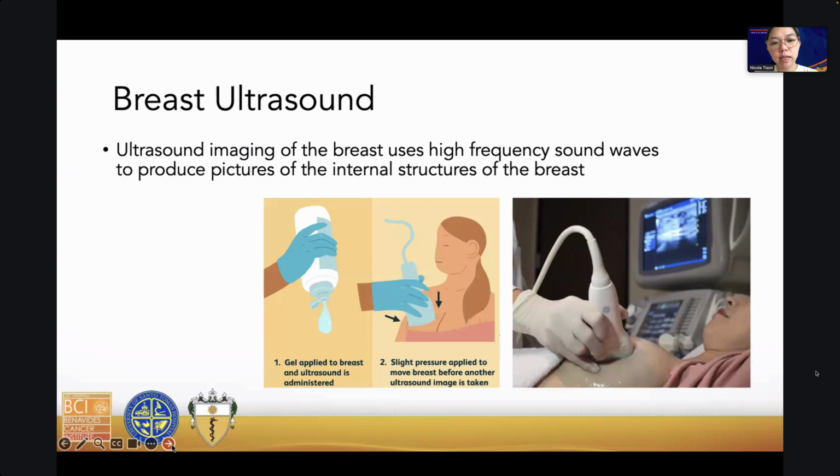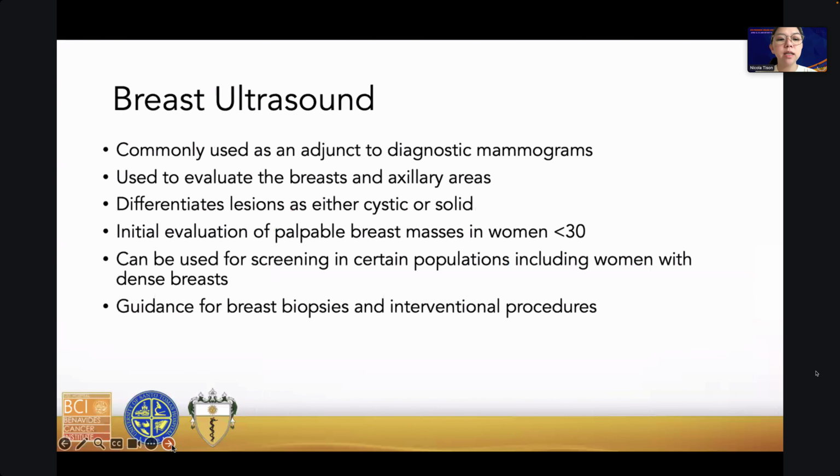Next would be the breast ultrasound, which uses high-frequency sound waves to produce pictures of the internal structures of the breast, commonly used as an adjunct to diagnostic mammo. It can evaluate both the breast and axillary areas, and the axillary areas with more sensitivity than mammography. It can differentiate lesions as either cystic or solid, and is the initial imaging modality for patients less than 30 who present with any breast complaint, particularly breast masses. They can be used for screening in certain populations, particularly for women with dense breasts.